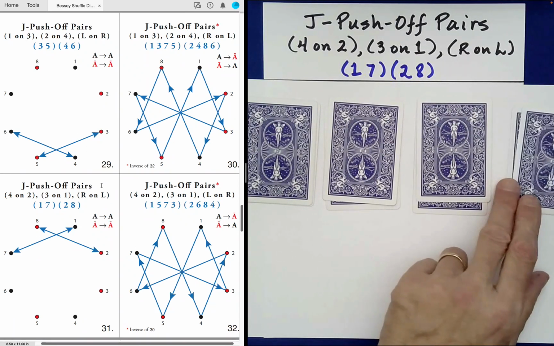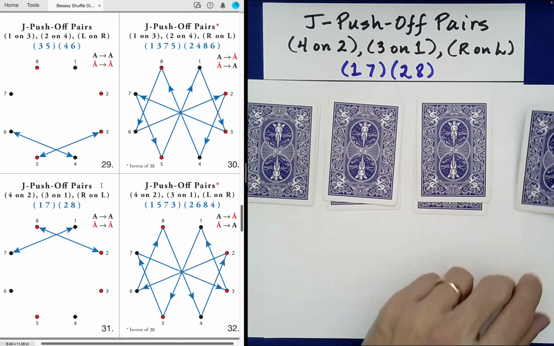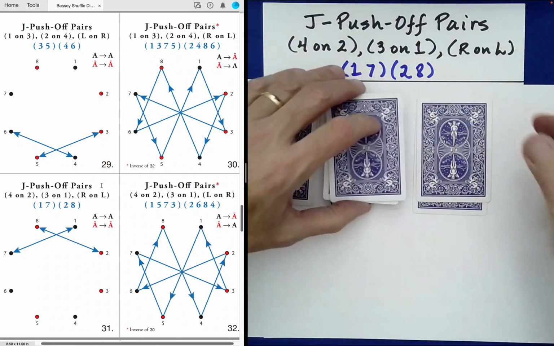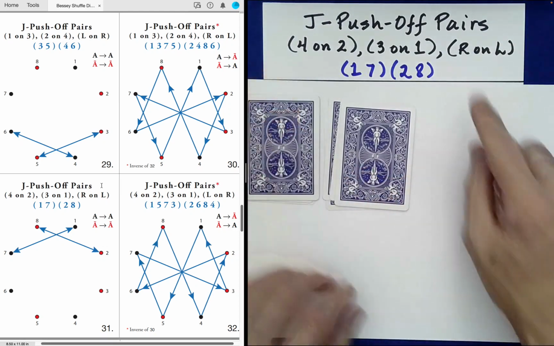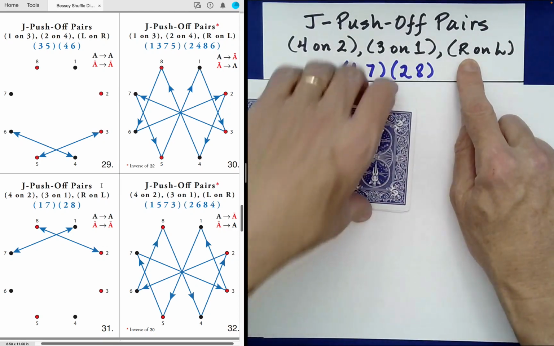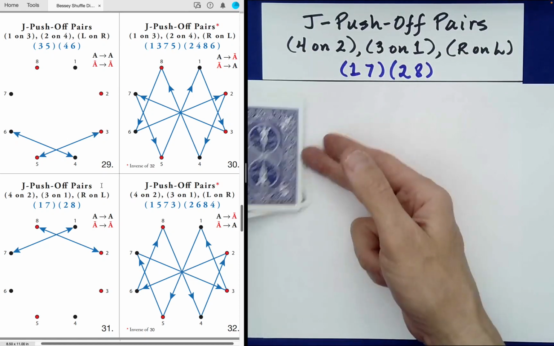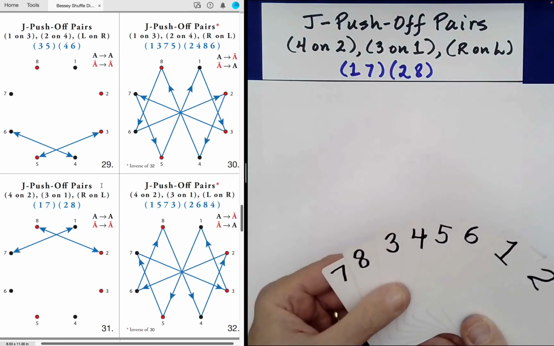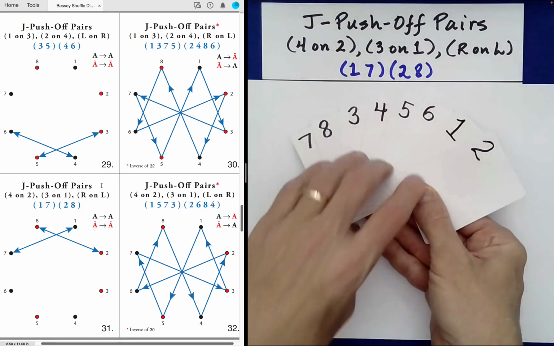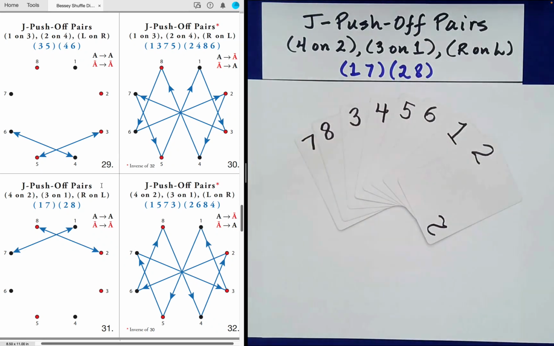Okay, so let's go ahead and do it. Use this leapfrog. 4 goes on top of 2. 3 goes on top of 1. And then we're stacking the right pile on top of the left. So what is the new ordering for this packet? And what would the Cauchy 2-line notation be for this permutation?